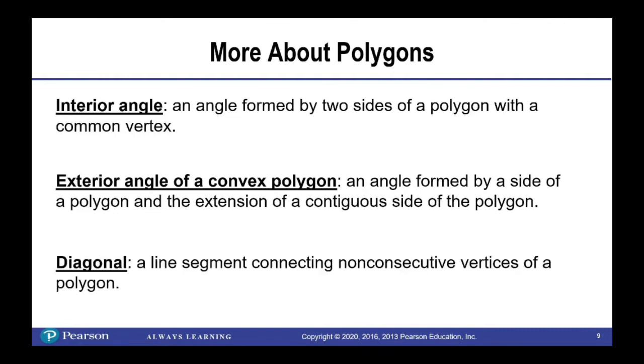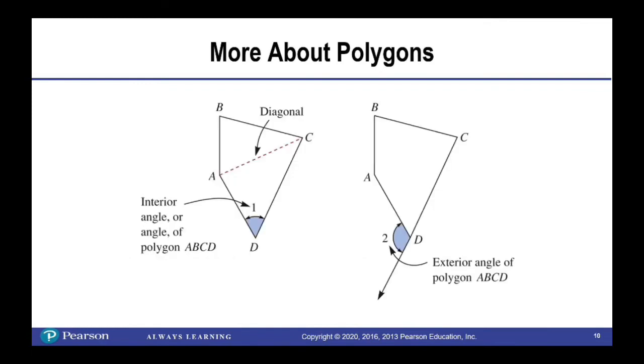A diagonal connects vertices in a polygon with one special rule. The vertices cannot be next to each other. You'll notice in these pictures, there's an example of a diagonal, there's an example of an interior angle, as well as an exterior angle.